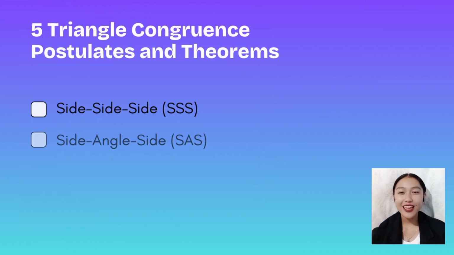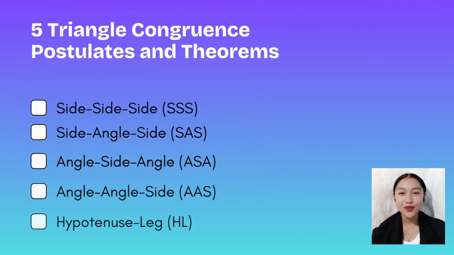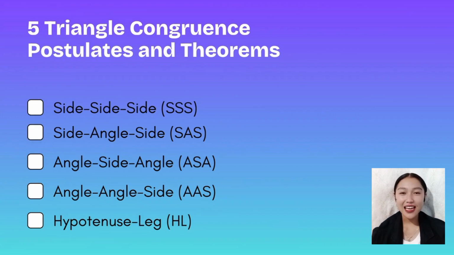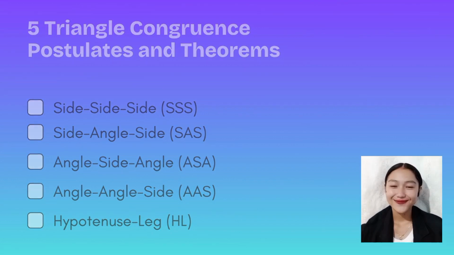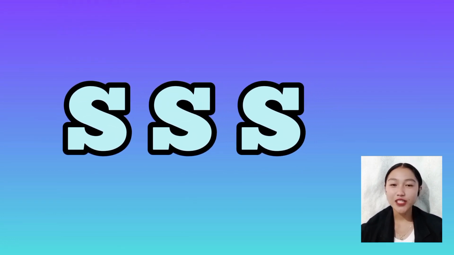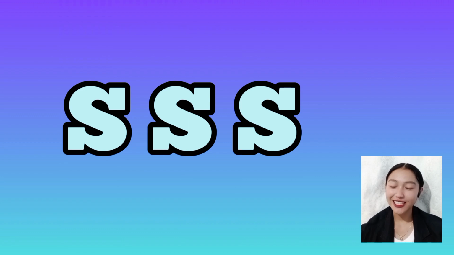So we have five triangle congruence postulates and theorems: the side-side-side or SSS postulate, the side-angle-side or SAS postulate, the angle-side-angle or ASA postulate, the angle-angle-side or AAS theorem, and the hypotenuse leg or HL theorem. So now we will use the two-column proof and the SSS postulate to prove that two triangles are congruent. So now let's start proving.